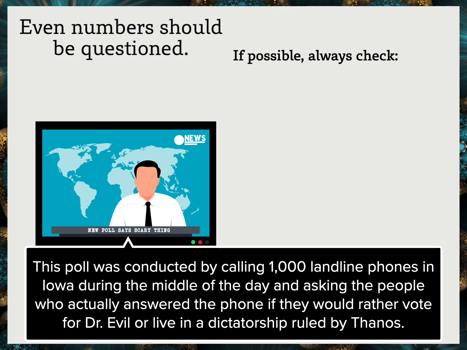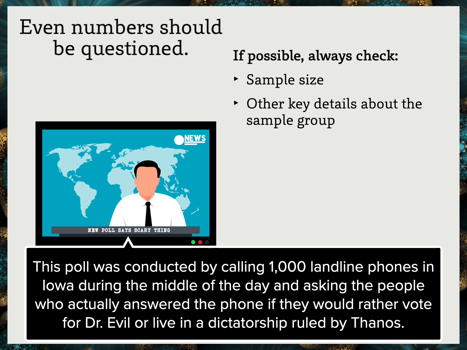So if possible, always check the sample size. The sample size for this poll was 1,000 landline phones, but they asked the people who actually answered the phone. And remember, 1,000 calls would not mean that 1,000 people answered. So the actual sample size is probably a lot smaller than 1,000. You need to consider other key details about the sample group. Like in this case, it's people who would be home during the day and would own a landline phone. That narrows down what type of people that would be.